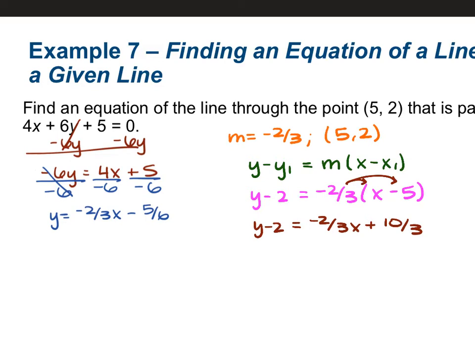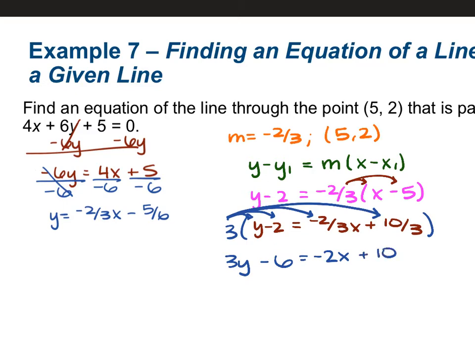I want to get rid of my fractions. So I'm going to multiply my entire equation by the least common denominator of all my fractions, which in this case is 3. So I'm going to distribute this 3 in and multiply it by each of these 4 terms within this equation. So 3 times y is 3y, 3 times negative 2 is negative 6, 3 times negative 2 over 3x is just negative 2x, and 3 times 10 over 3 is just 10.